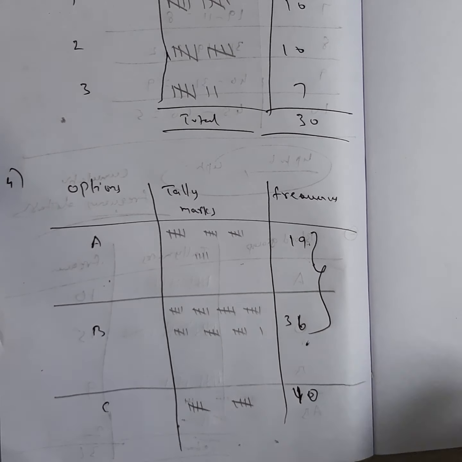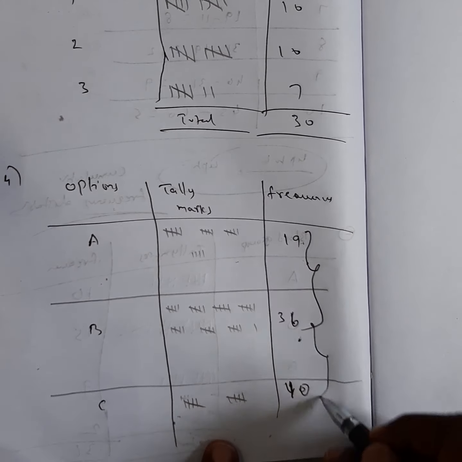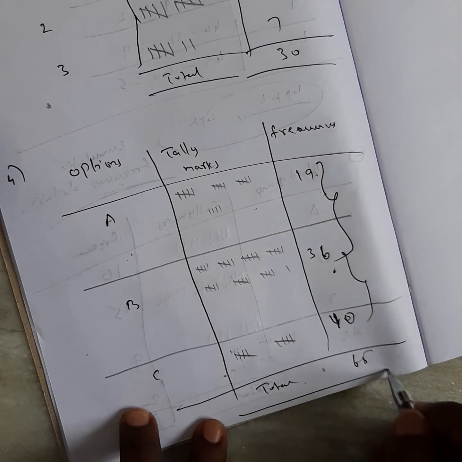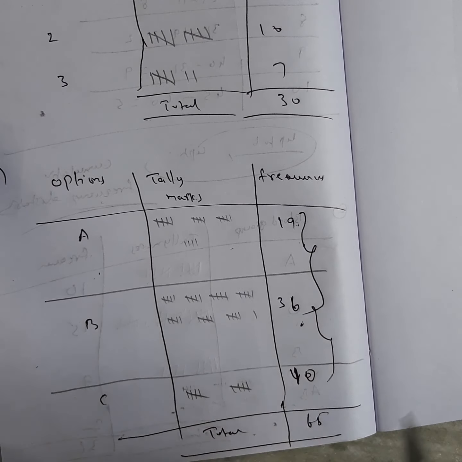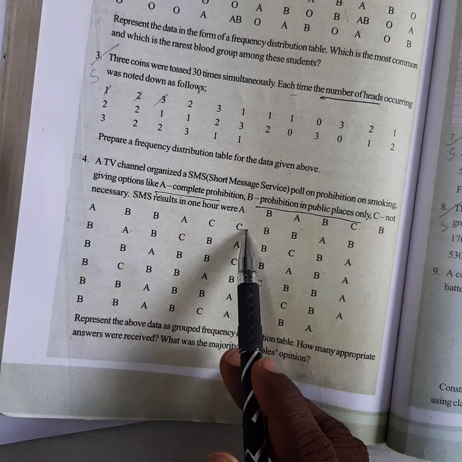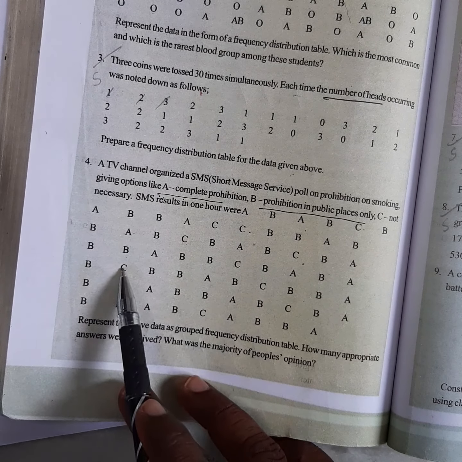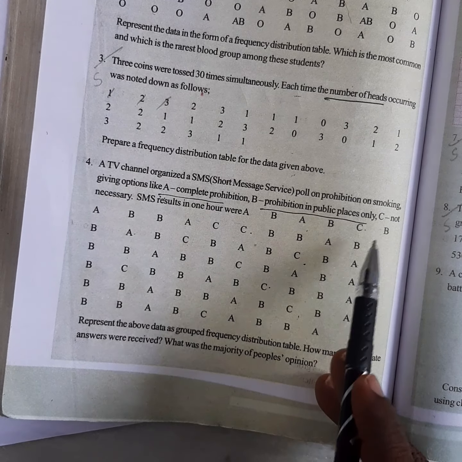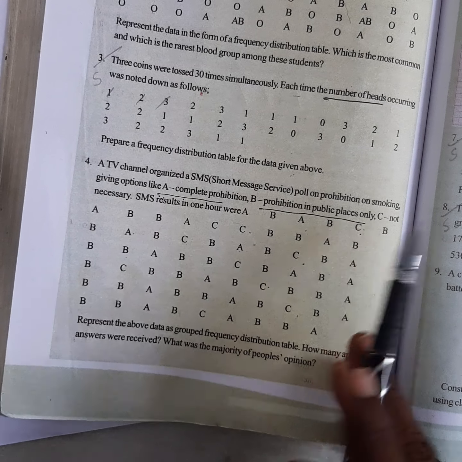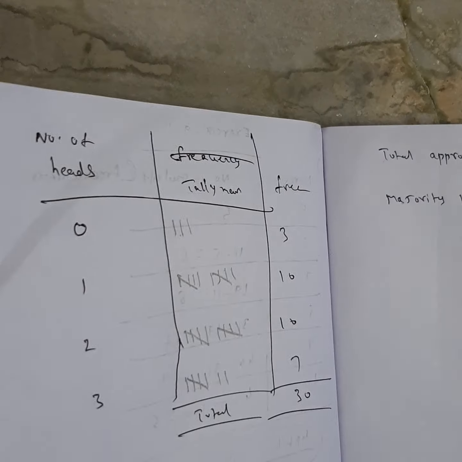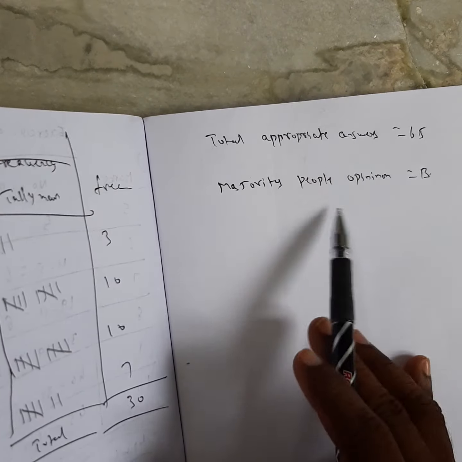So if you observe 19 plus 36 plus 10 and total, you will get 65. Children, A has 19 members, B 36, C 10. If you observe here, C, how many times do you get it? C is 1, 2, 3, 4, 5, 6, 7, 8, 9, and somewhere there is 1 more, so that is 10. Totally 10 members. So the total is 65, the appropriate answer is 65.